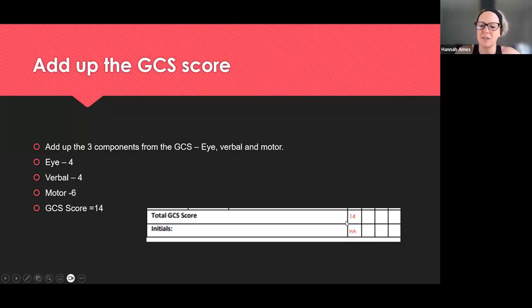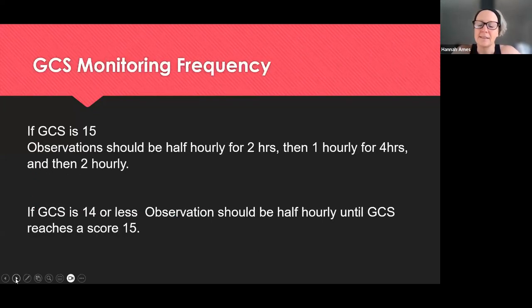So right at the bottom of your GCS chart, you'll have the total GCS score, and you need to write the 14 in there, and you need to initial it as well. And similarly to your NEWS 2 chart, you have to escalate your frequency of monitoring on the basis of that GCS chart. Now, you don't get any additional documentation to support you with this, so it's not like in the NEWS 2 where you have the escalation policy with you. You need to learn and you need to know this, okay?